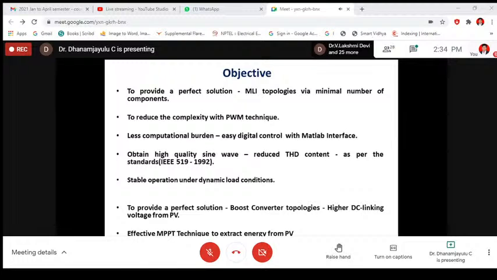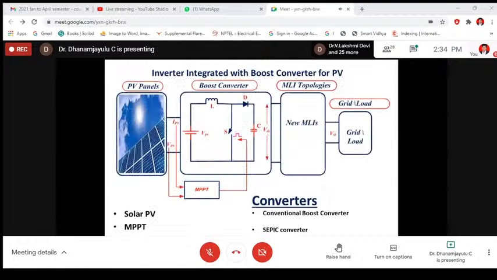So this is the overall structure of the MLI integrated with a boost converter for solar PV applications. When it comes to solar PV, solar power generation consists of solar PV panels, whereas the output voltage of the solar panel is fed to the DC link through the DC converter. The voltage from the DC link is fed to the DC to AC inverter and then to the load. The output of the solar panel is not constant, and it changes according to the solar radiation and temperature.